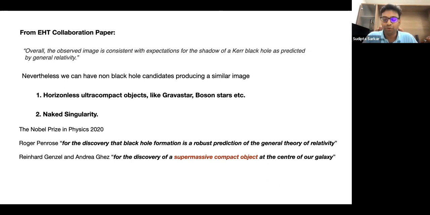If you look at the citations of the Nobel Prize in Physics 2022, for Roger Penrose there is a clear mention of black holes: the discovery that black hole formation is a robust prediction of general relativity. But for Genzel and Ghez, the Nobel Committee is careful, and what they say is the discovery of a supermassive compact object. That means the data is completely consistent with a black hole, but nevertheless, other possibilities exist. There's a degeneracy in interpretation. That's the situation.